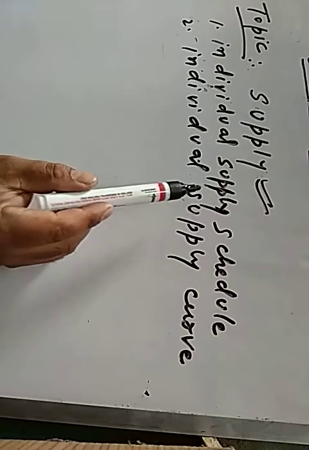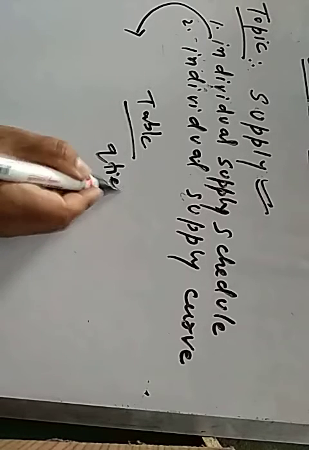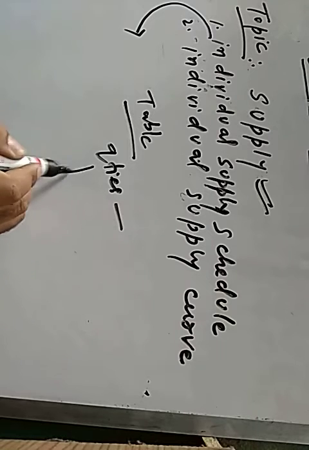Now we will learn about individual supply schedule and individual supply curve. What is individual supply schedule? Individual supply schedule is showing supply in the form of a table. In the table we show different quantities of a commodity at different prices. That is known as the supply schedule of a particular commodity.